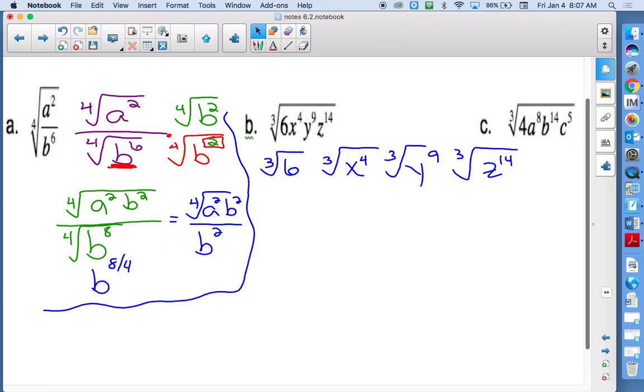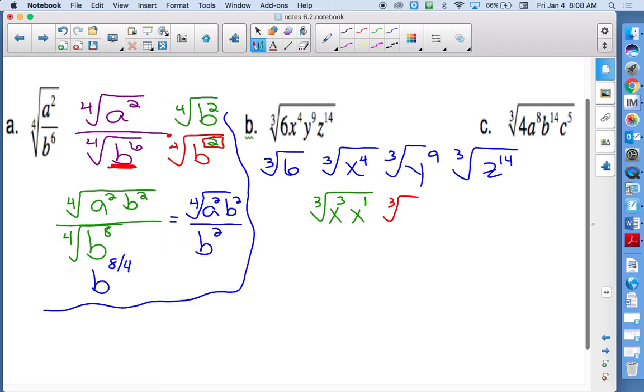And really, that number on the radical is what you're dividing by. So you want that power to divide by the radical. So the x to the 4th, I could break down as a 3 and a 1. And the reason I'm picking a 3 is because I want it to be divisible by 3. Y to the 9th divides nicely. Z to the 14th doesn't.